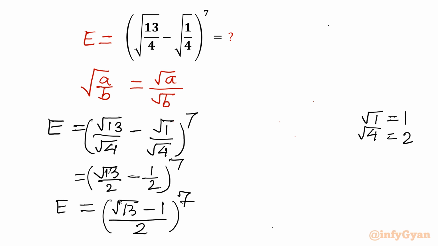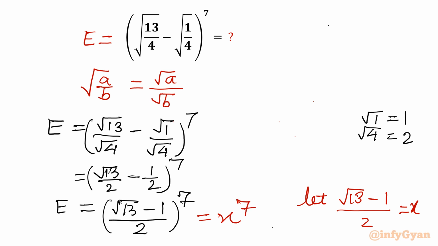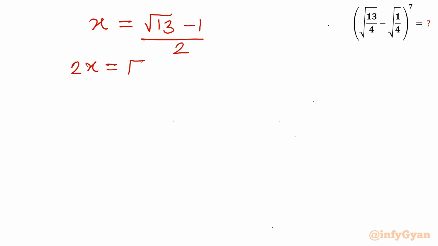Now I will use substitution. Let us call this bracket x: let (root 13 minus 1) over 2 equal to x. So we are going to find out what is x power 7. So I can cross multiply: 2x equal to square root 13 minus 1. Add 1 to both sides. So I will be writing 2x plus 1 equal to square root 13.